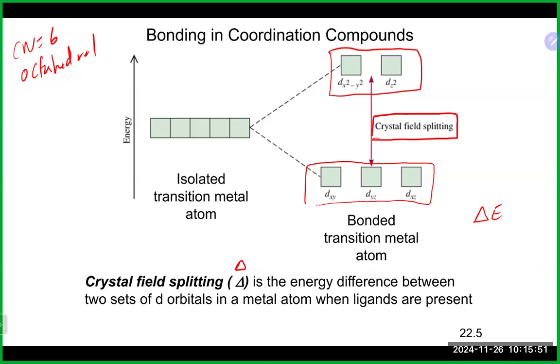This is important because it's going to affect how the electrons in those d orbitals are distributed. We always put electrons in from lowest energy to highest when they go into orbitals. So we would start filling these first in this case, because they are lowest in energy.